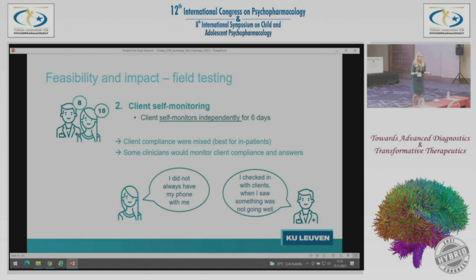Often people get paid in research for providing their answers. Of course, here they don't. On the other hand, you could say here it's much more relevant for the patient because it's about their own treatment.